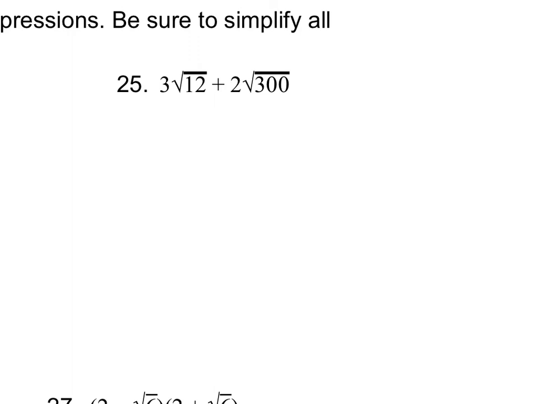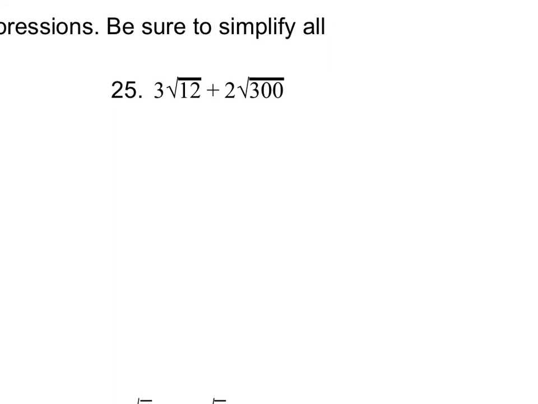So next we have an addition problem. 3 square root 12 plus 2 square root 300. These are not like radicals, but it doesn't mean that I can't simplify them to become like radicals. So first I'm going to break down the square root of 12, which is 4 times 3. And 4 can break down as 2 times 2. So I now have a pair of 2's.